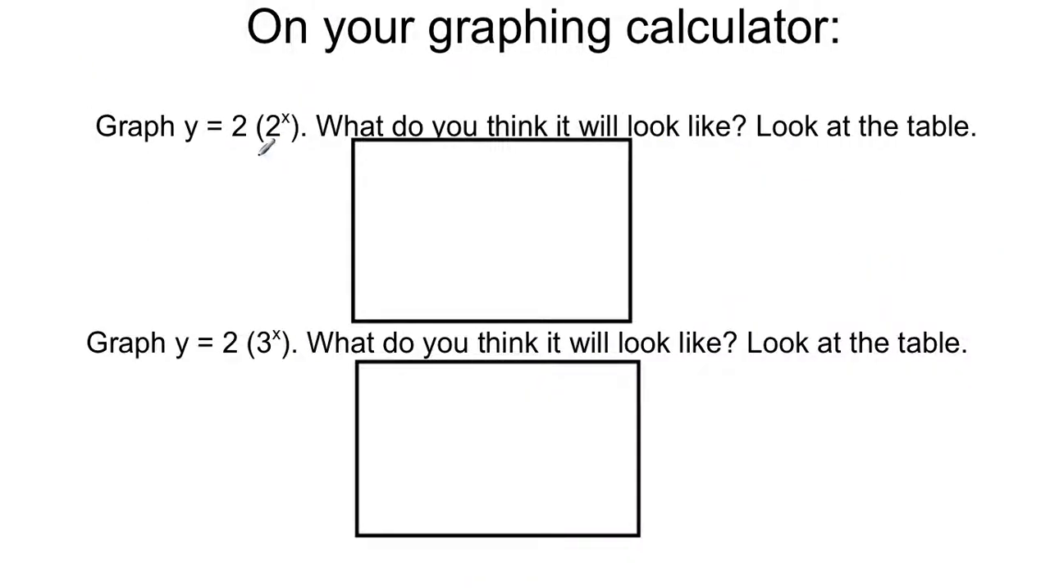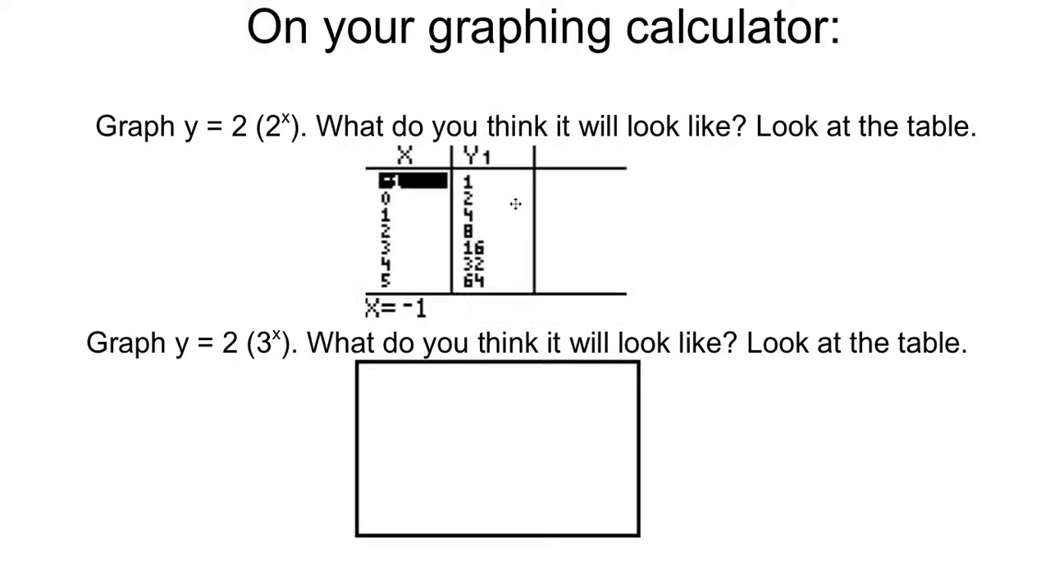What about when I have this? This is 2 times 2 to the x. Now please know, this is not 4 to the x. I have to follow my order of operations. My order of operations says I must use parentheses and exponents before I can multiply. So if you graph 4 to the x, it's going to look different. In fact, if you're ever not sure, you can graph and compare the two. If they're not the same, then you can't multiply them. All right, so let's take a look at this.